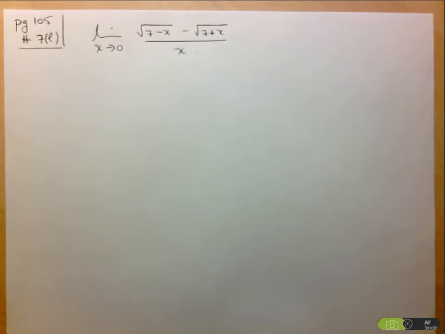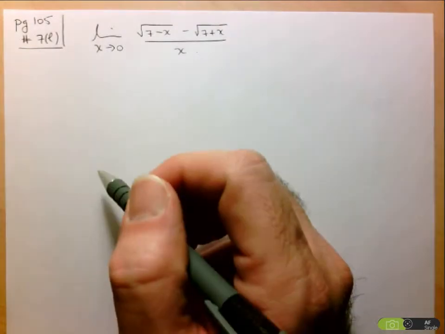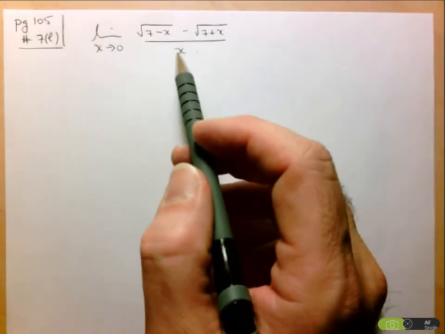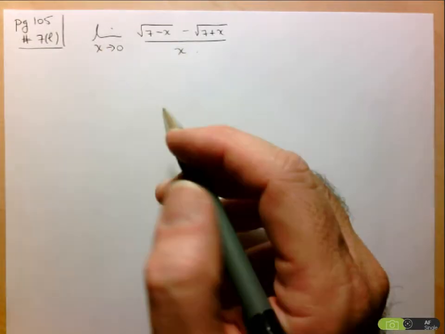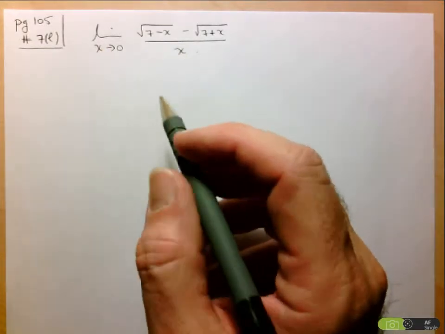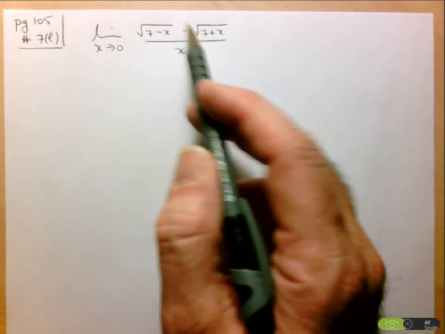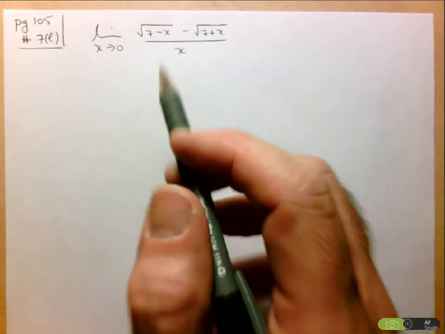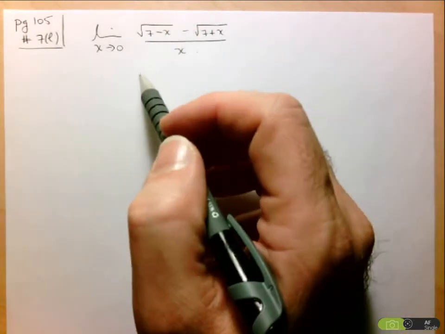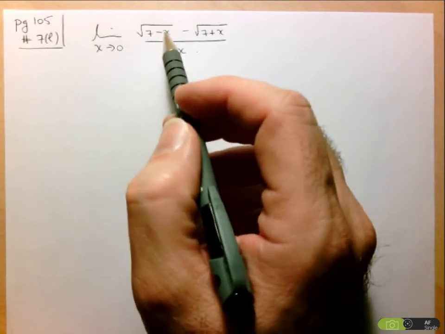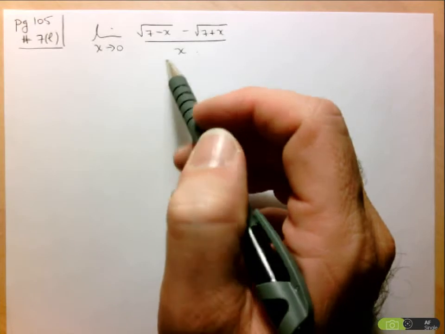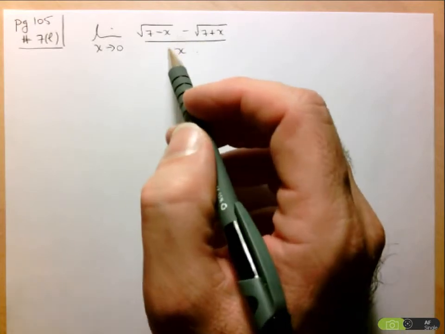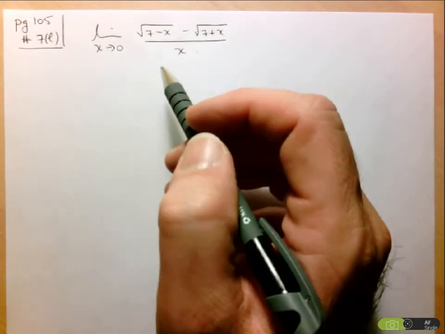Hi folks, we're going to take a look at page 105, number 7L, and we've got this limit here. So first thing I notice is that the denominator approaches 0, so that's an issue. I can't just input the value that x is approaching into the expression, but I also notice that the numerator is also approaching 0. So root 7 minus root 7 also gives me 0. So we have an indeterminate form, which means that this limit may or may not exist.